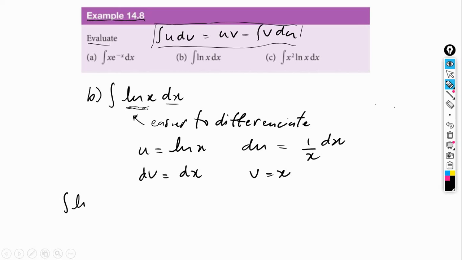So we have that the integral of natural logarithm of x dx is going to equal natural logarithm of x, which is u, times v. But normally you're going to find the x not written after, but before. So you'll see it as x times natural logarithm of x. Then we have this minus the integral of v again, so x times du, which would be 1 over x dx.